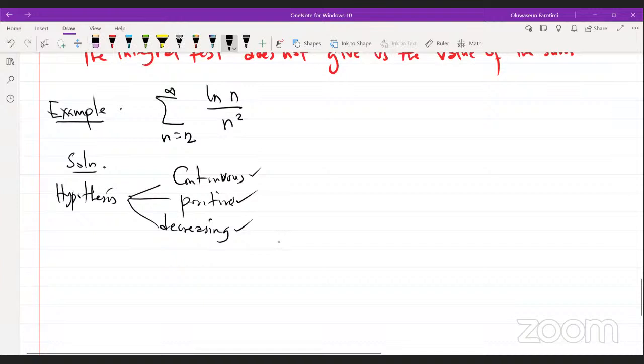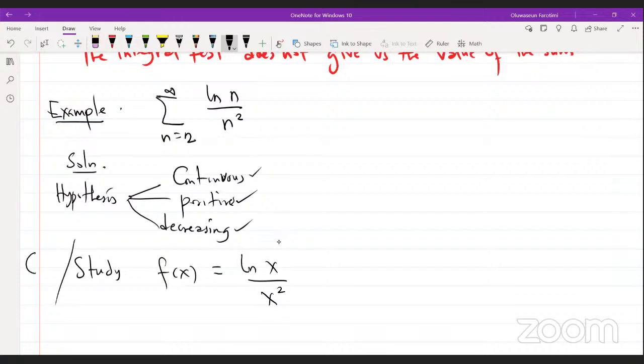So let me say that we have to study f of x equals ln of x divided by x squared. I can just say consider, or study. Now, on what interval, guys? Can you help me out? That's just going to be 2 comma infinity, because right here you have a 2.